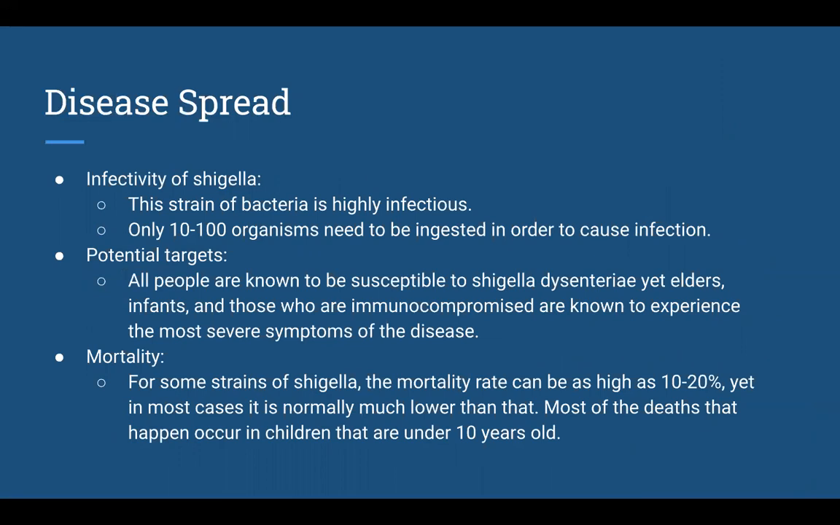As far as the mortality rate goes, some strains of Shigella can have a rate up to 10 to 20%, and the most deaths occur in children under 10 years old. One reason why children under 10 are more at risk is because of toddlers that are not fully toilet trained. Family members and playmates of such children are at high risk of becoming infected.